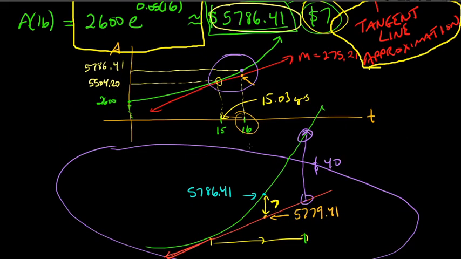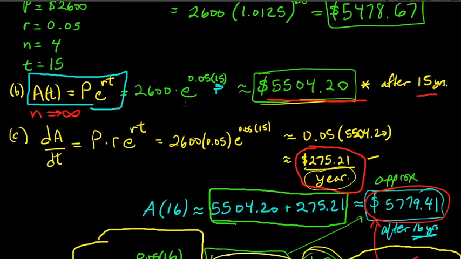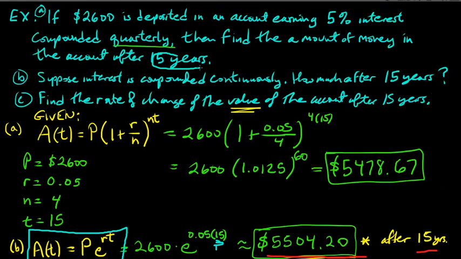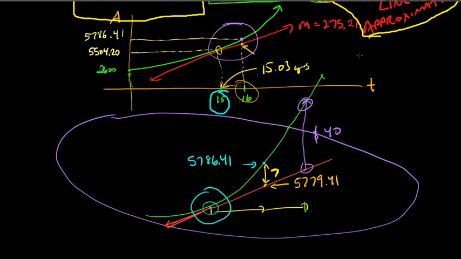And the further out you go, you might be off by thousands of dollars. So we're using a tangent line to approximate, and as long as we're not too far away, it works. In other words, if you look at the green curve and the red line, they're off a tiny little bit here, but not much. So you get a better approximation the closer you get to the original point, which in our case was 15 years. 15 years was the original question: how much after 15 years? Okay, so that's the idea of tangent line approximation.